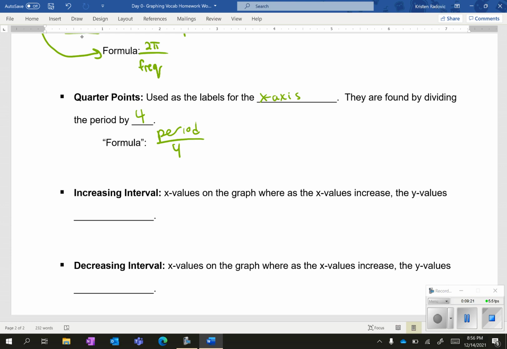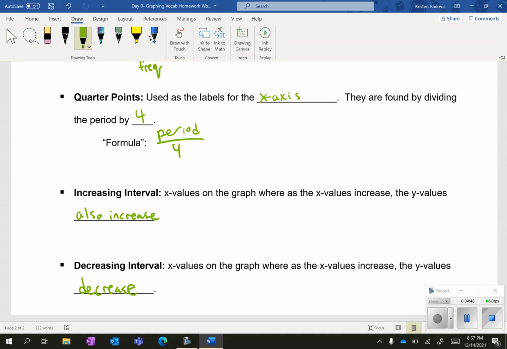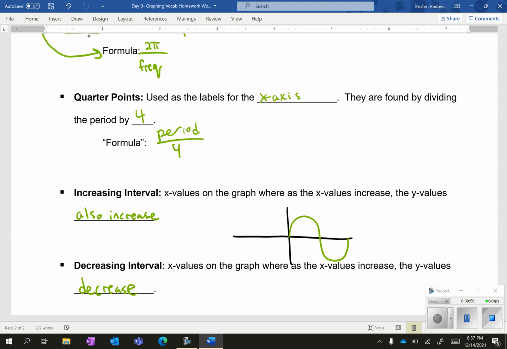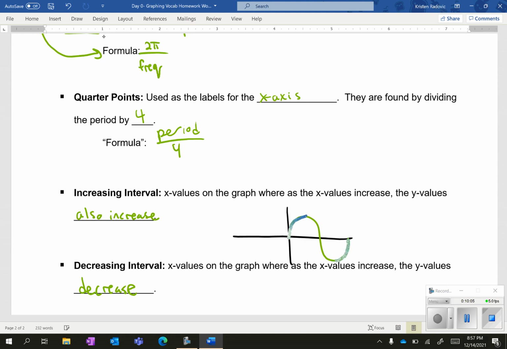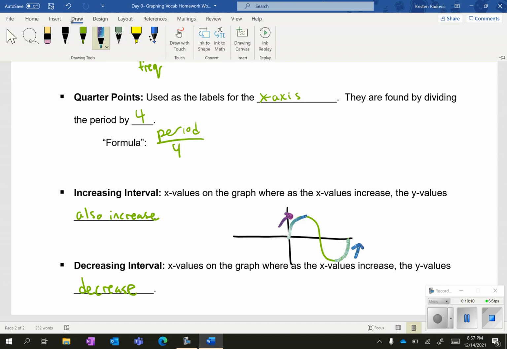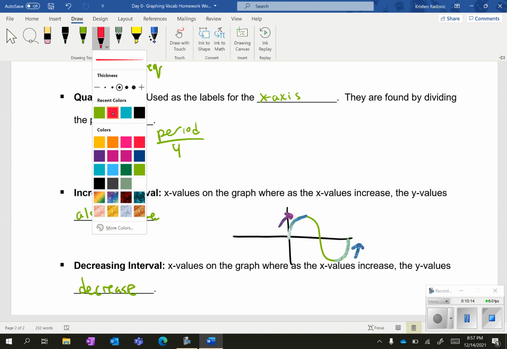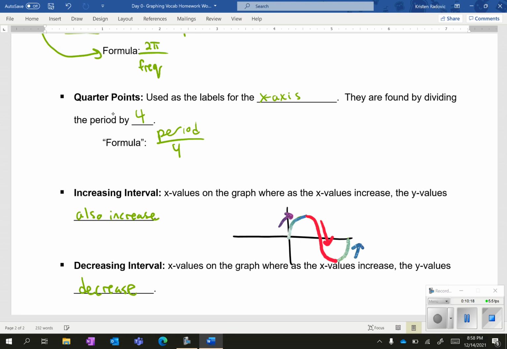And then last two, easiest two, your increasing intervals are where your y values are increasing. Your decreasing interval is when your y values are decreasing. So if you were to have a graph, and let's say this is what our graph looks like, your increasing intervals are going to be here and here because you are going upwards as you read from left to right. Your decreasing intervals are going to be all of that because in that whole section you are heading downwards, and you always have to work from left to right because that's how you read.